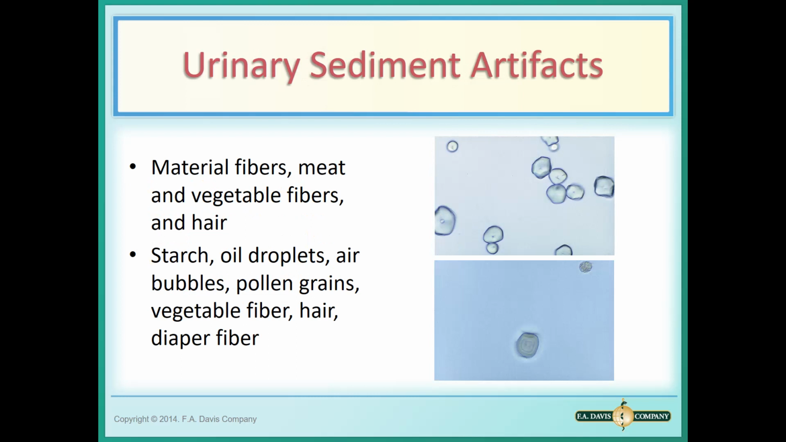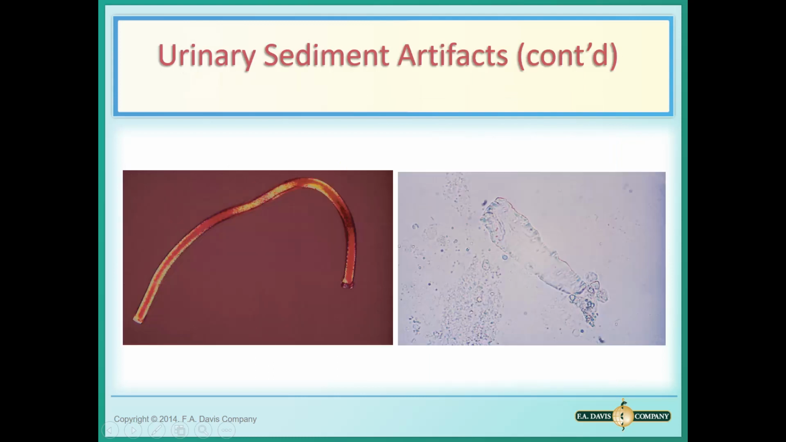And the last things are the artifacts of urinary sediment. Fibers from material, from underwear, meat fibers, vegetable fibers, things that are not fully digested. Maybe there's some fecal contamination, hair, starch, air droplets, air bubbles, pollen, diaper fibers, all sorts of things. Remember, they're going to look usually very refractile because they're not from humans. This is some kind of a fiber. This is some kind of a fiber as well.